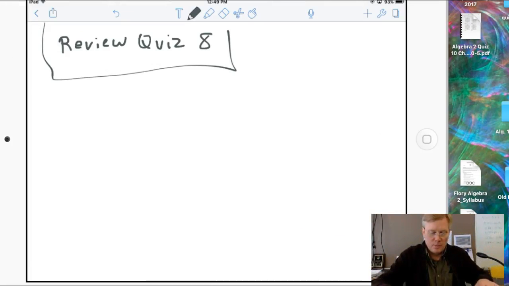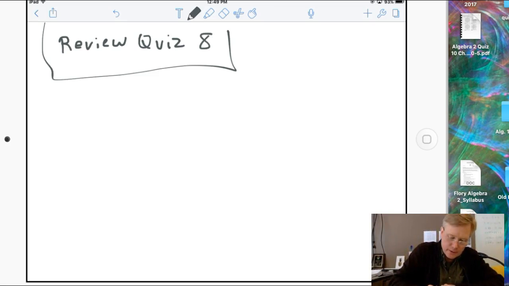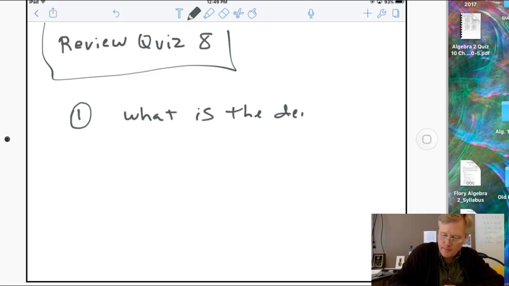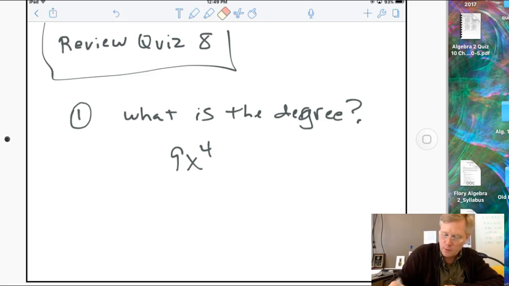Okay, hello. Today I'm going to be doing a quick review for quiz 8. First thing I'd like to go over with you guys is the degree. If I asked what is the degree of this polynomial, 9x to the fourth, hopefully you would know that the degree has to do with the exponent. There's only one variable, one exponent, therefore the degree is 4.